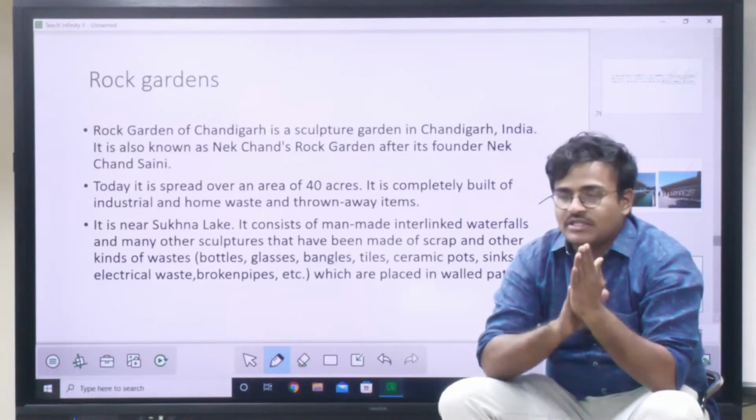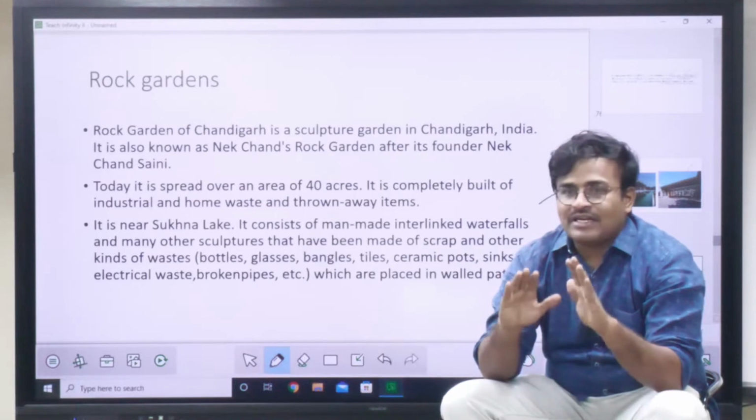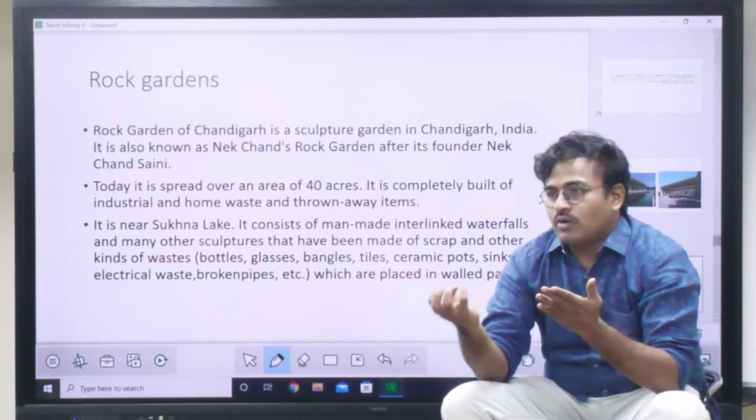After making the image in wax, immediately they will put some wet clay on the image. Once the wet clay is put, they will put it outside in the sun. Naturally, the clay will get solidified.